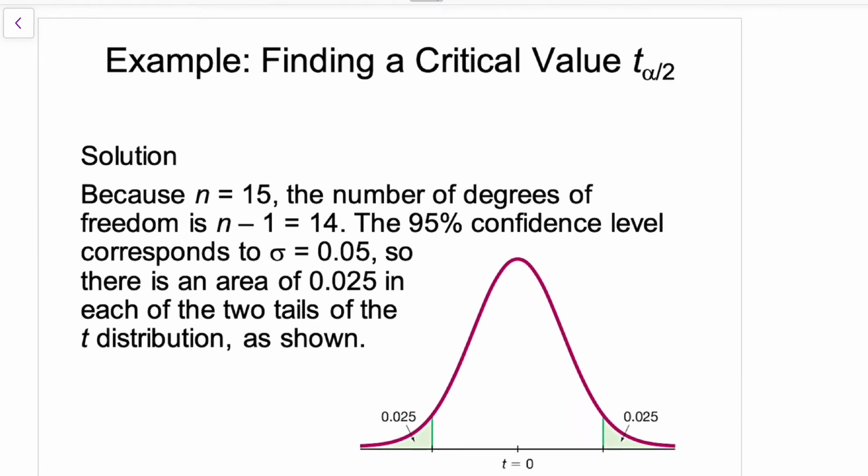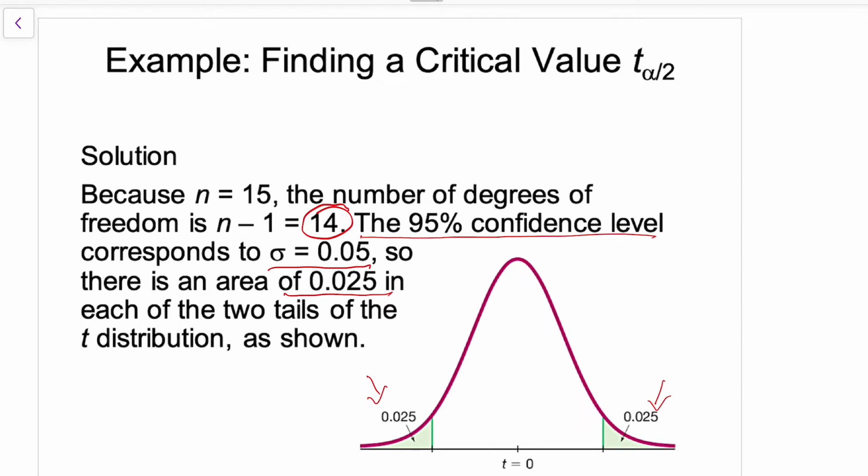Again, because we have 15 items, our degrees of freedom is going to be 14, which means when I look at my chart, I want to look at the row that has a 14 in the first column. And again, if we want to be 95% confident, that means alpha is 0.05 and that there's an area of 0.025 in each of the tails. That's what it means by area in one tail of 0.025. In each of our tails, there's a singular area of 0.025, but combined, there's a total area of 0.05.